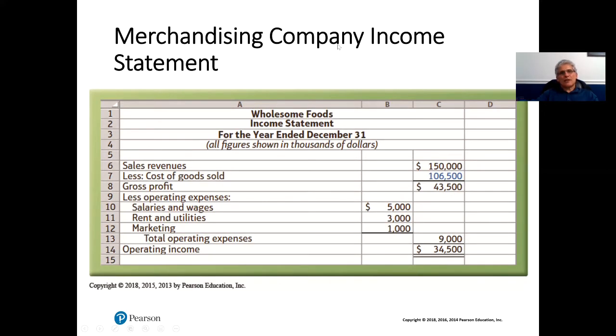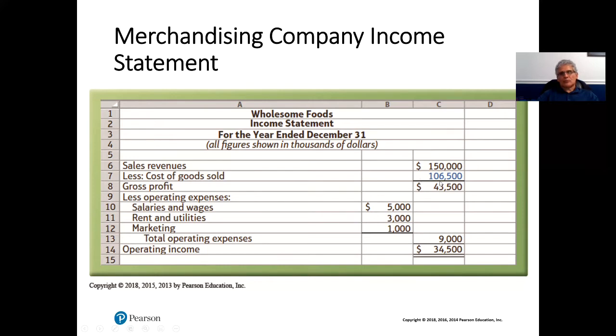When we look at a merchandising company, it is going to start off with sales revenue. In this example here, it's $150,000. Less cost of goods sold. Well, this is a merchandising company, Wholesome Foods. So they are buying product and they're turning around and selling it. So the cost of goods sold is the cost of the product that they're selling.